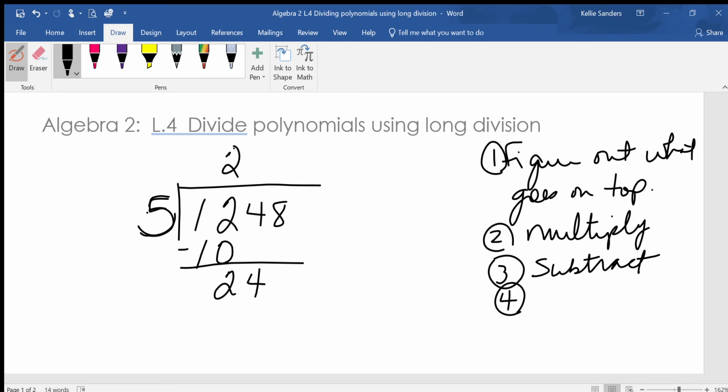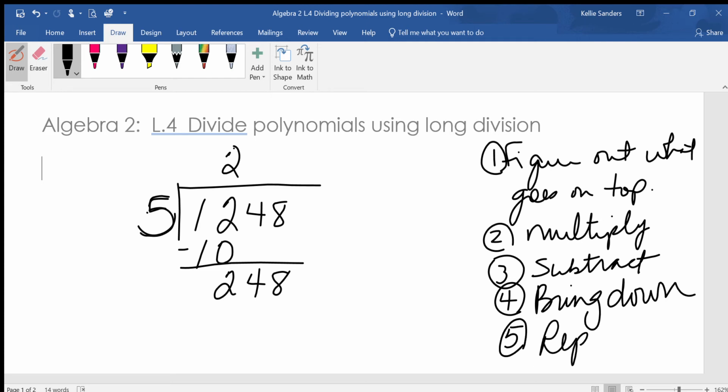Then what? We bring down the next number. Now, because I know what we're doing today, we're going to bring down everything. Bring down. And then what do we do? You repeat your steps, right? So 5 goes into 24 4 times. So we figured out what goes on top. Then we multiply. 4 times 5 is 20. Then we subtract. Then we bring down. And then repeat.